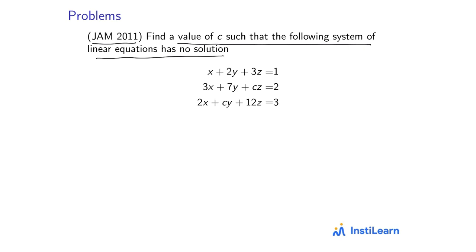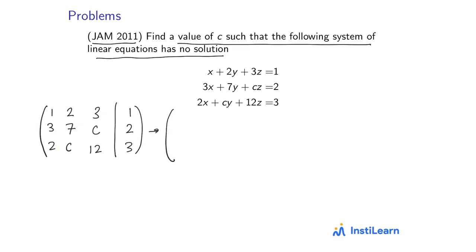So we first write the augmented matrix AB, and you'll see that it will be 1, 3, 2, 2, 7, C, then 3, C, 12, and then 1, 2, 3. Okay. So first I will create a 0 here. So I'll multiply the first row by 3 and subtract. So 1, 2, 3, 1. And then 3 minus 3 is 0, 6, 1, C minus 9, and then 2 minus 3, minus 1. Okay. And this will be 2, C, 12, 3.